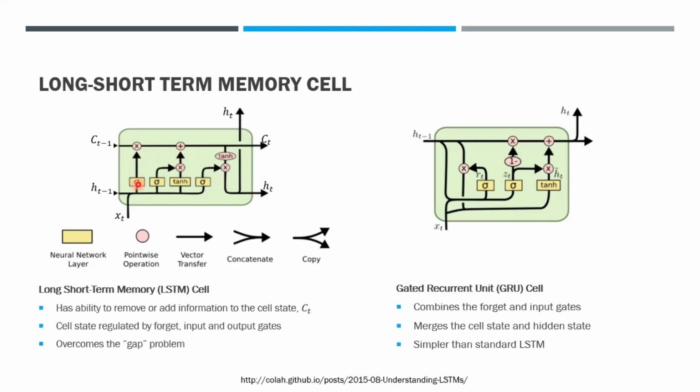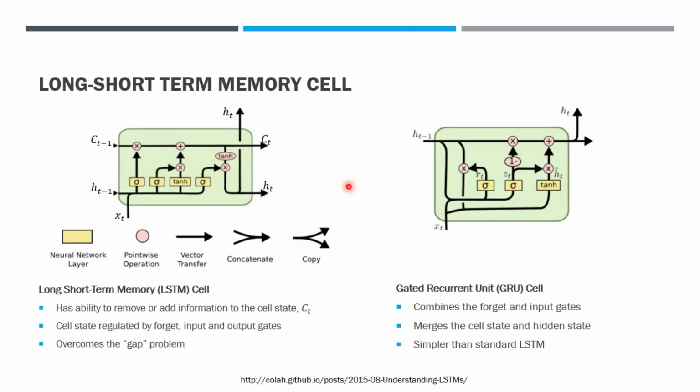The cell can also, using the forget gate, forget some information that is no longer needed and add information that is relevant in the current context. So that cell state is regulated, as I mentioned, by three gates: forget, input, and output gates, and that successfully overcomes the gap problem. It can remember for a long time.